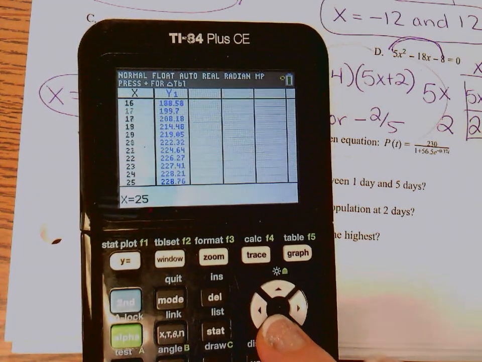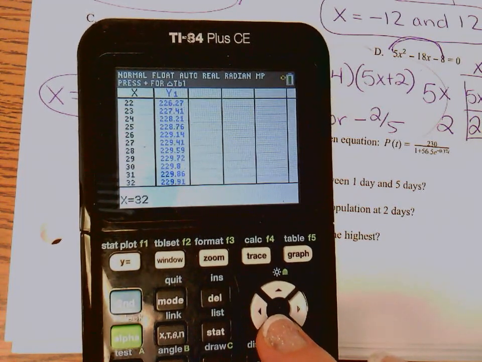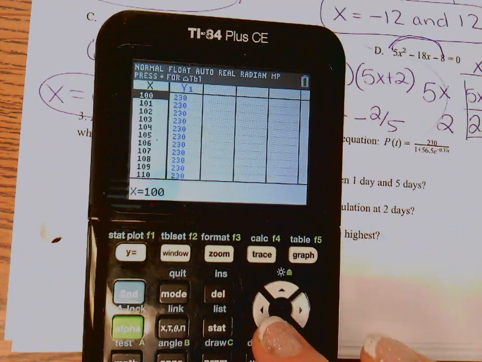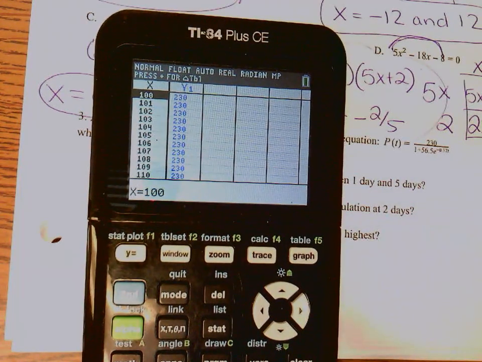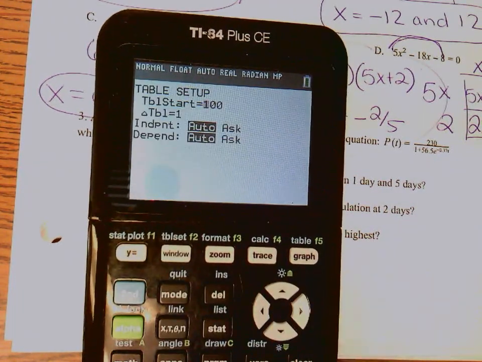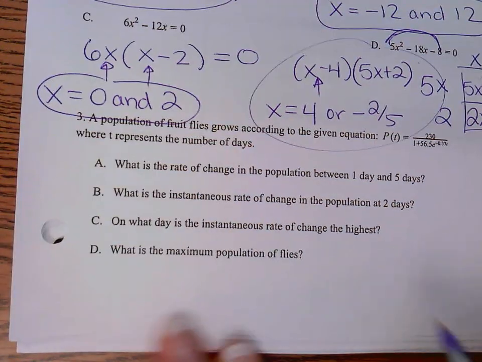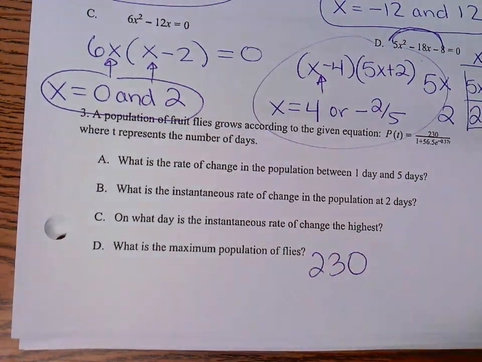Still going up a little bit. Looks like around 230 maybe is where it's going to plateau. Like if I go to hour 100 or day 100, it looks like it's going to plateau at 230 if you keep scrolling down. So that's the answer to the maximum population, 230.